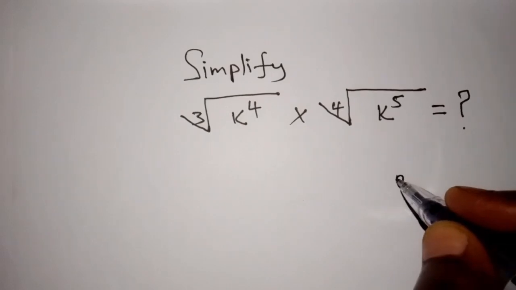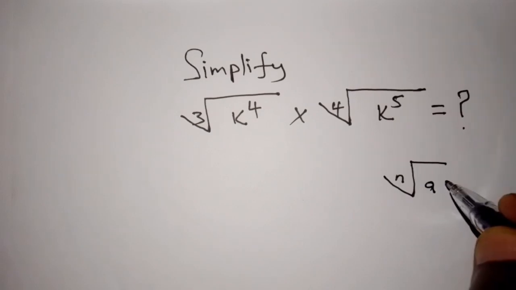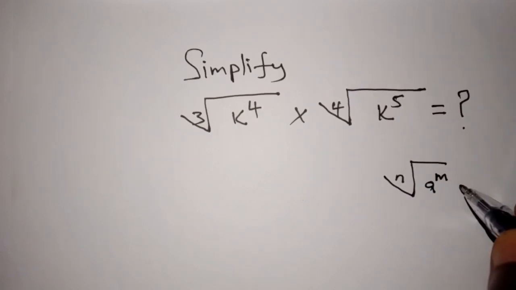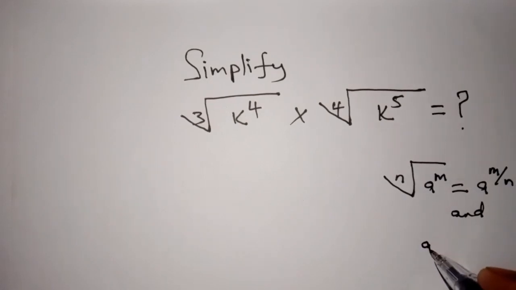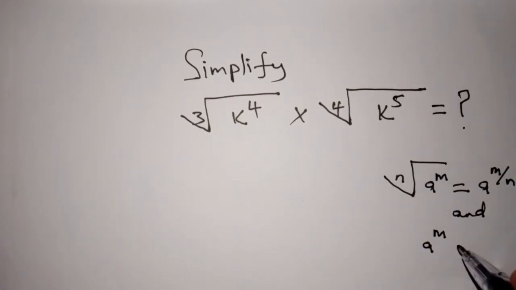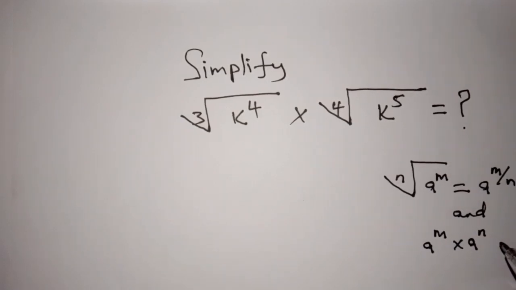The nth root of a power m is equal to a power m over n, and a power m times a power n is equal to a power m plus n.